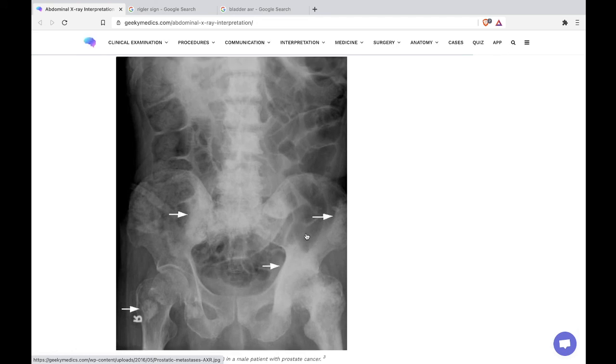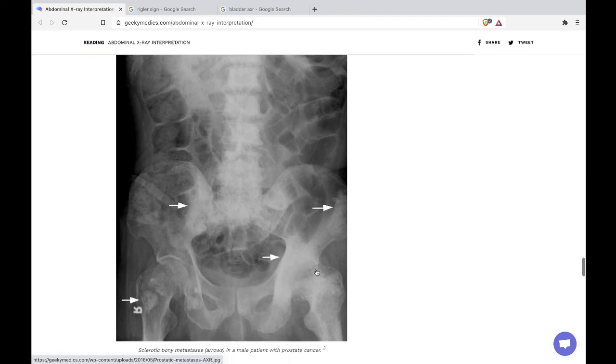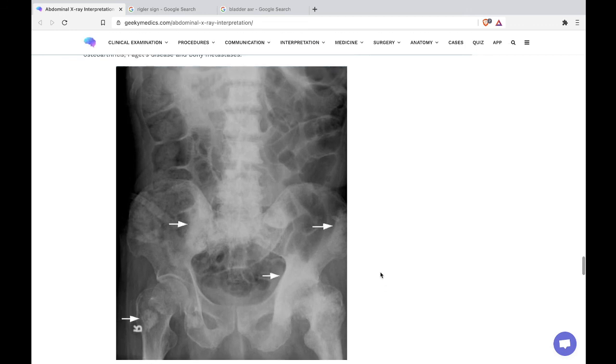And then C stands for calcifications and foreign bodies. You don't see any bladder stones, no kidney stones. I guess sclerosis of the bones counts as calcification, but we already covered that. And that's all.